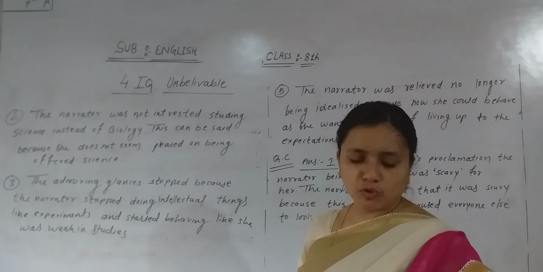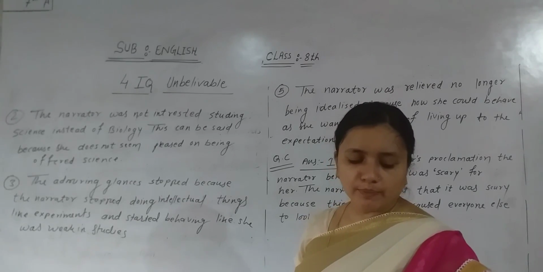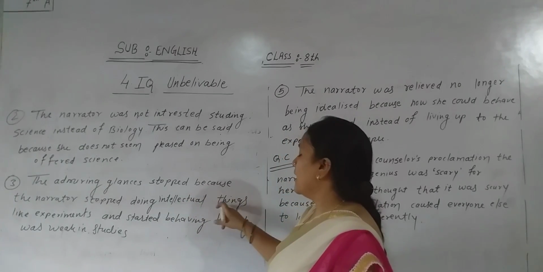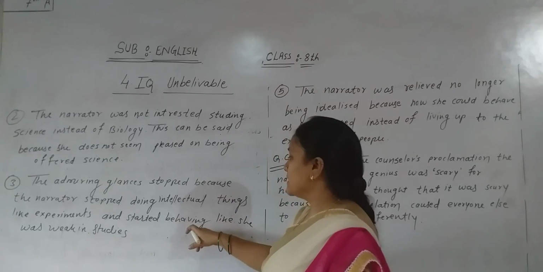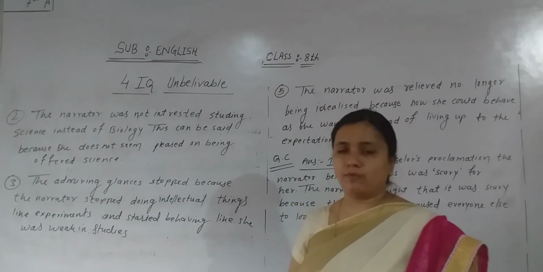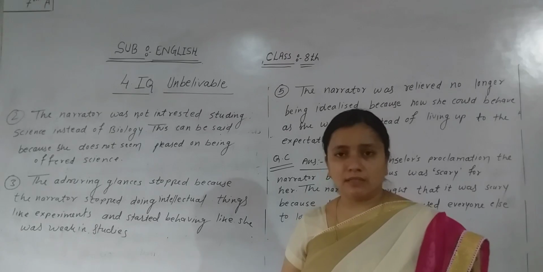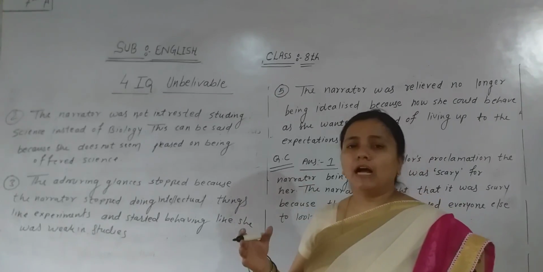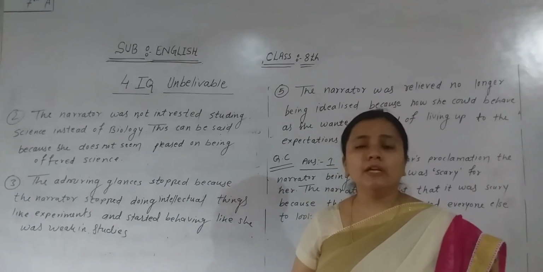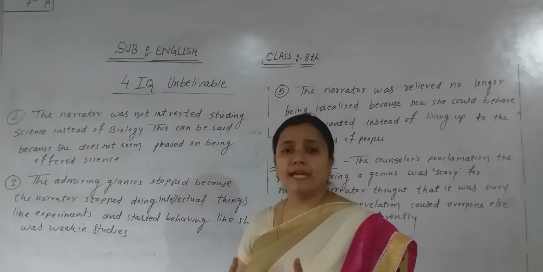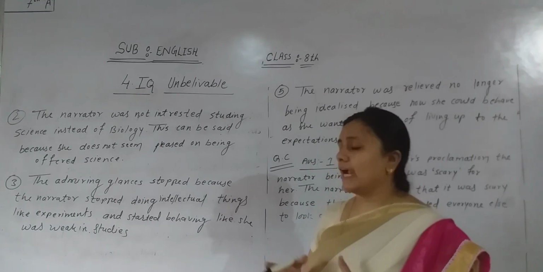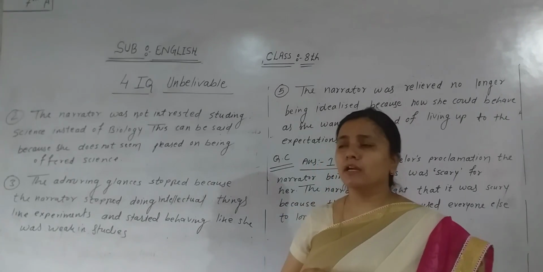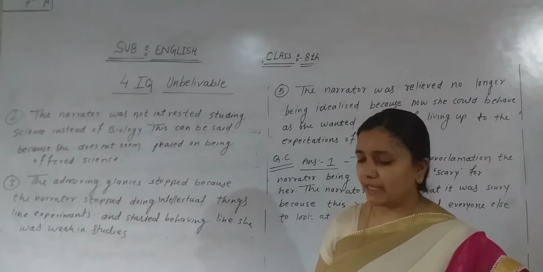Why did the admiring glances stop? Why was it a relief? Quote from the text to support your answer. The admiring glances stopped because the narrator stopped doing intellectual things like experiments and started behaving like she was weak in studies. When everybody started to praise her and compliment her for her experiments and her study, after a while she just stopped every work and behaved as if she can't do any work and is a very weak student, और वैसा behave करने लगती है कि वो बहुत ज़्यादा weak student है, वो कोई भी study नहीं करती है.